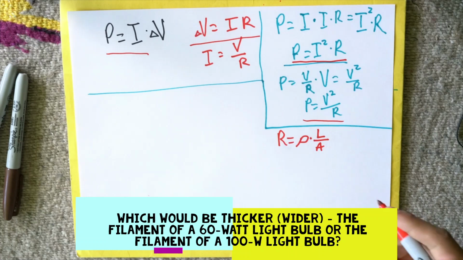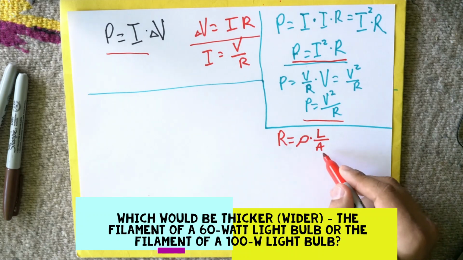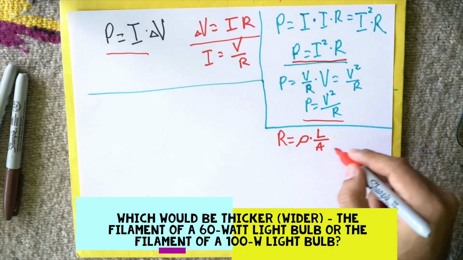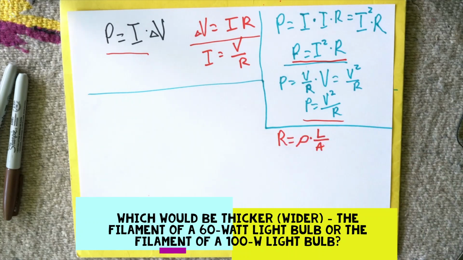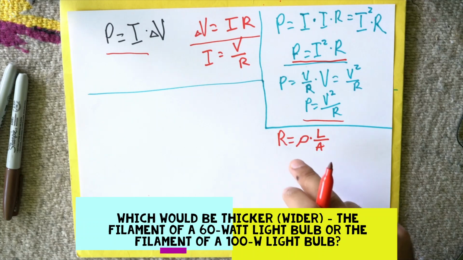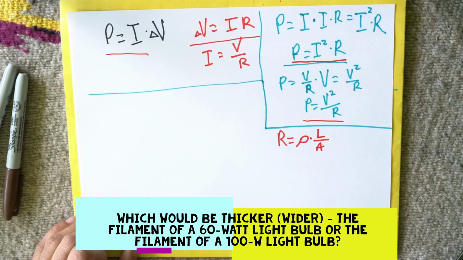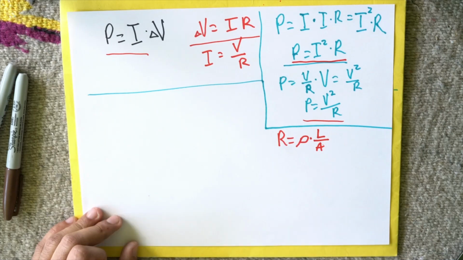So if I have more lanes on a road, would that have more resistance or less? If my wire is bigger, would I have less resistance or more resistance? So if this is bigger, if the width is bigger, this is going to get bigger, which means my resistance goes down. If my resistance goes down, right here, then my power will go up. Do you see that?